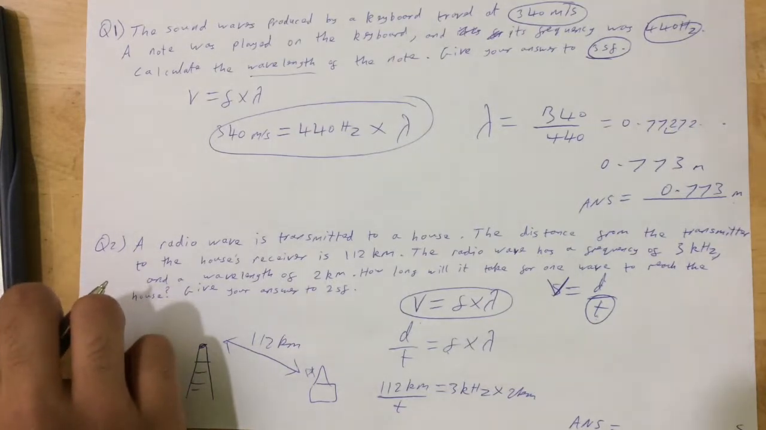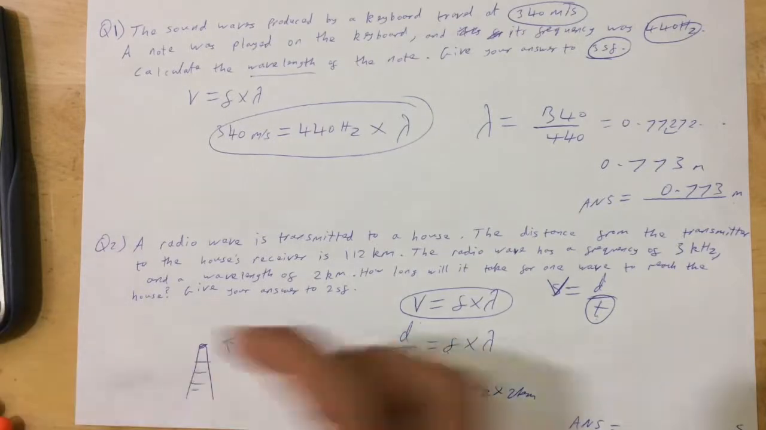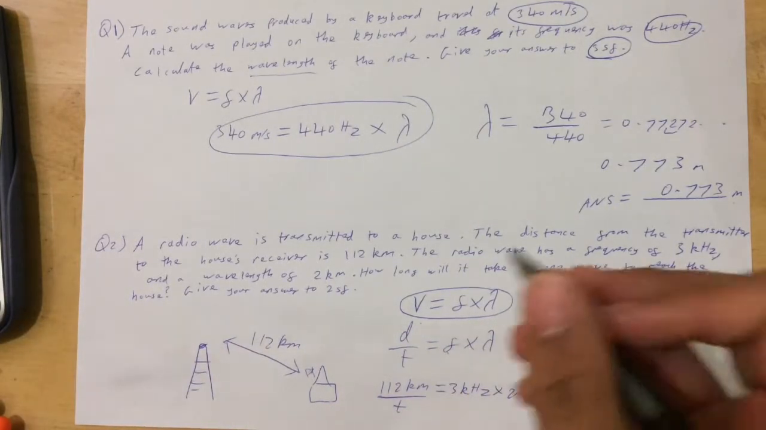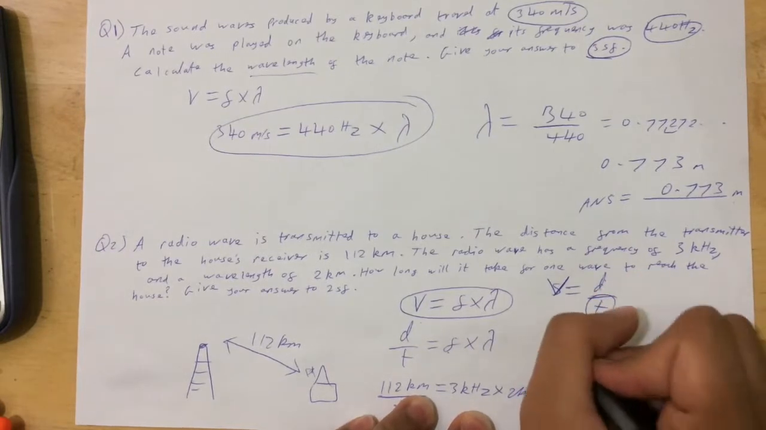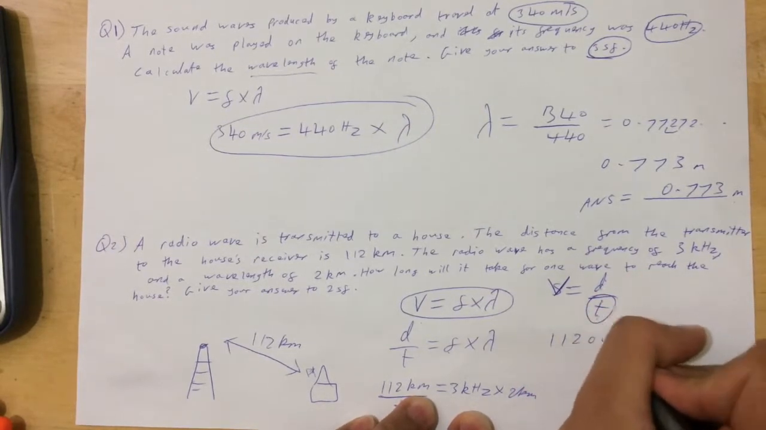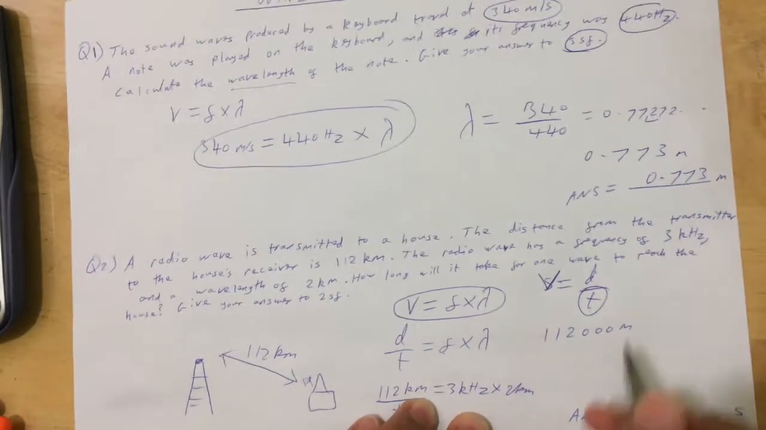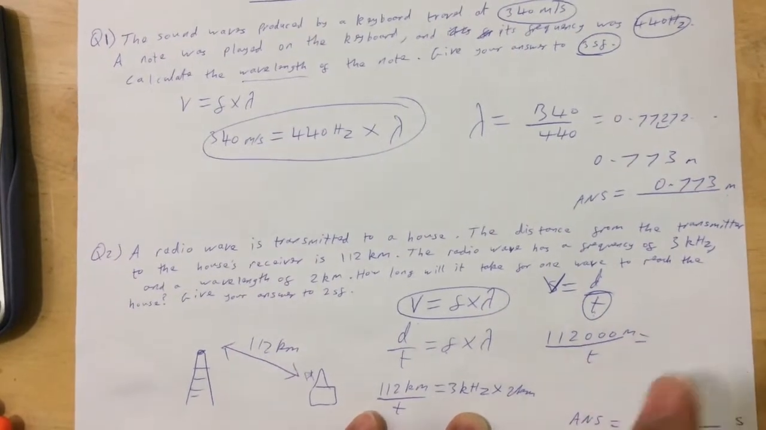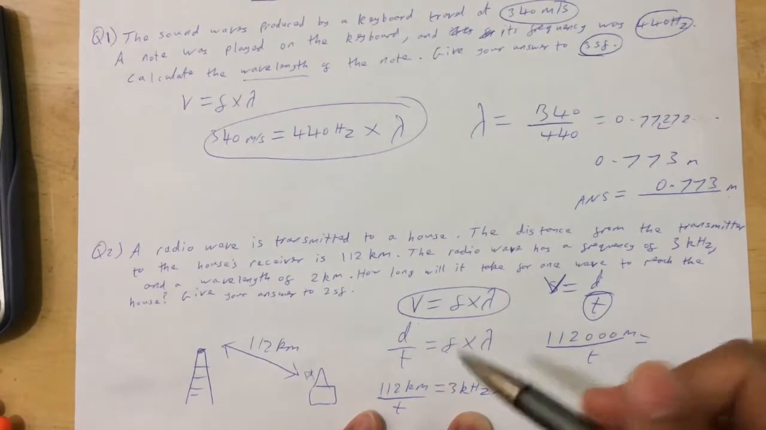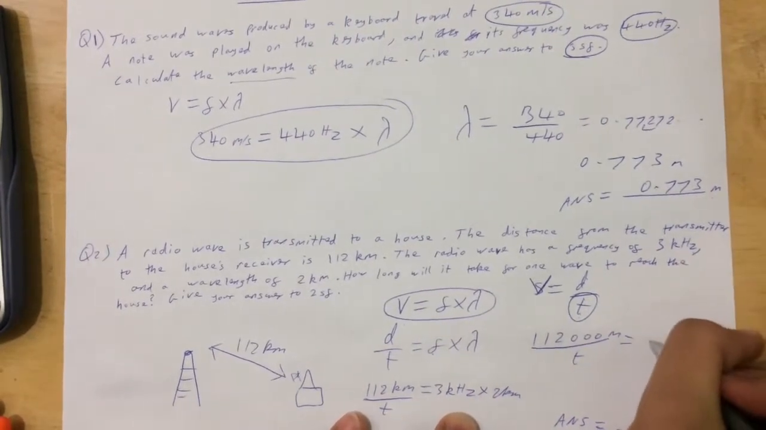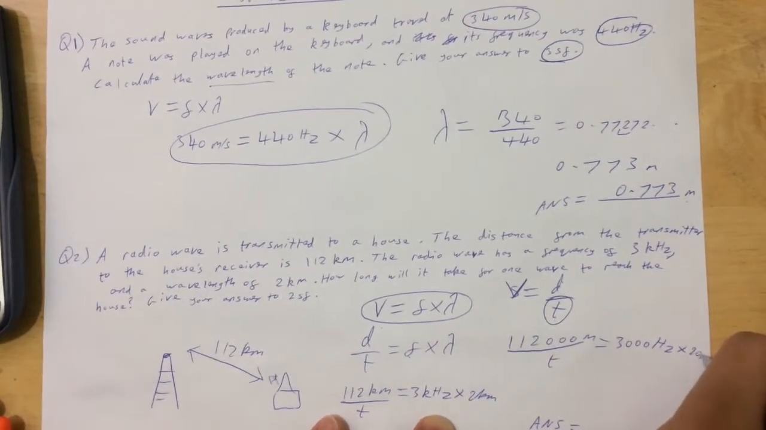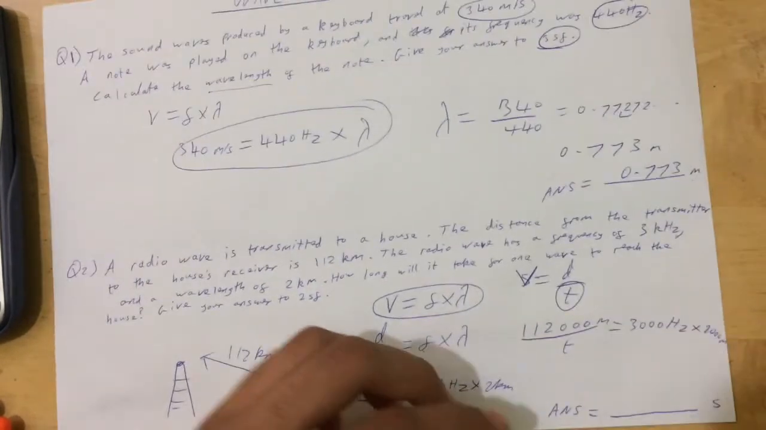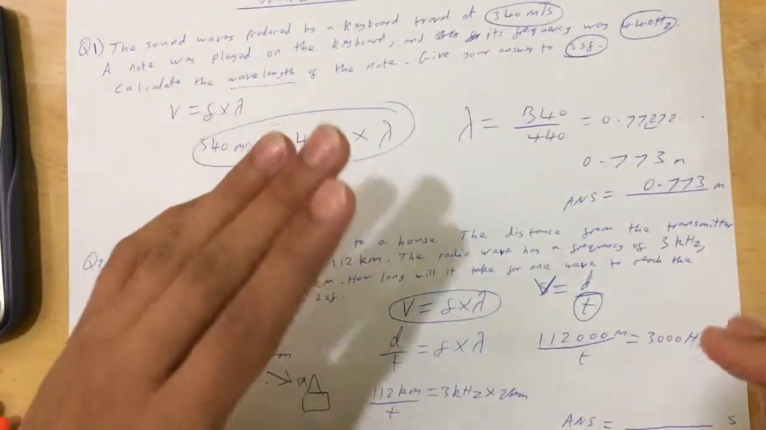You should know that to make it from kilometers to meters, you times by 1,000. So it's going to give you 112,000 meters over time equals frequency. Kilohertz means just hertz multiplied by 1,000, so 3,000 hertz multiplied by 2,000 meters. Now everything is converted. You can start working things out.